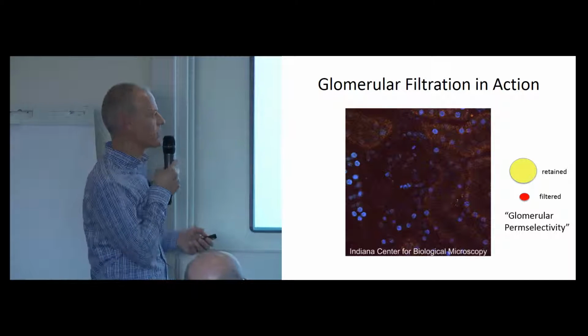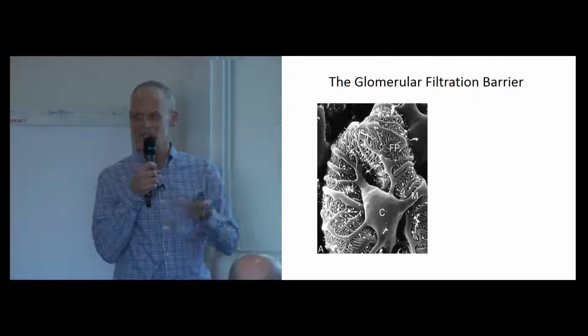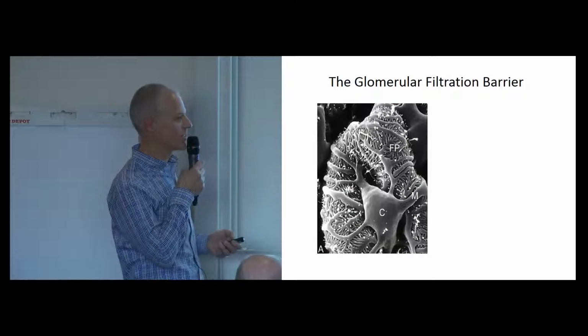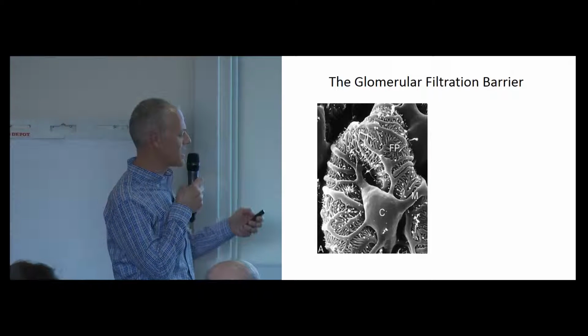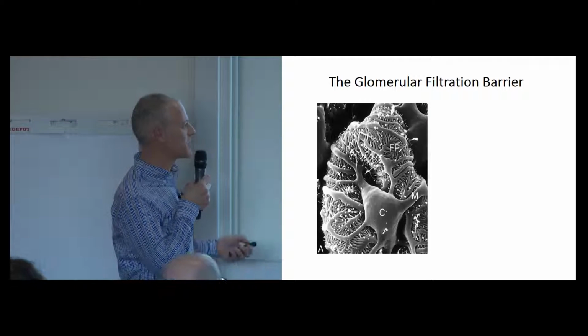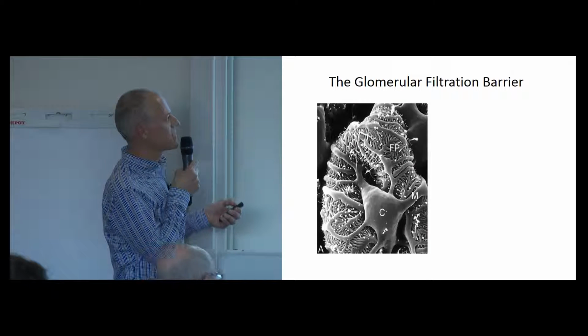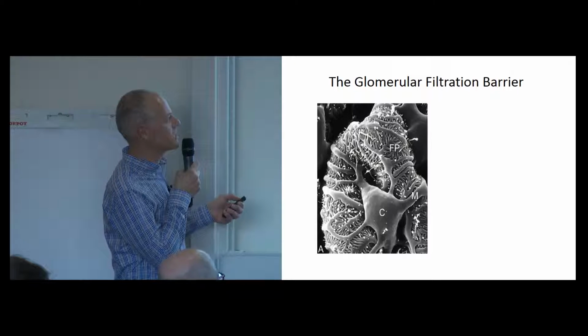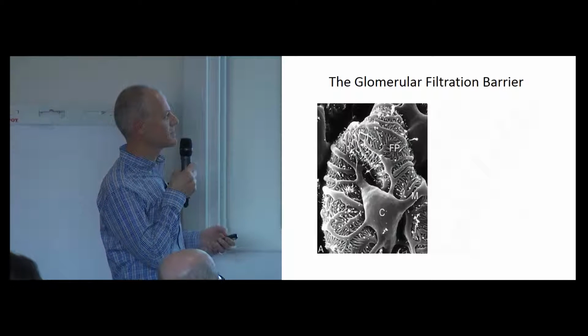So what about this filtration barrier that is affected in Alport syndrome and in nephrotic syndrome, which I know a lot of you also have indicated that you are interested in? This is looking at this podocyte that lies on top of the glomerular basement membrane by scanning electron microscopy, showing many processes that these podocytes extend that interdigitate with foot processes from adjacent podocytes, and that covers the outer surface of the basement membrane.